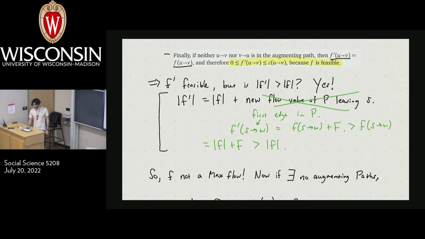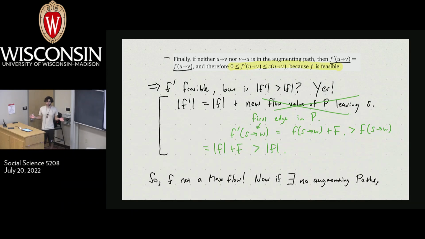So what does this mean? Well, it means f is not a maximum flow. If f was a maximum flow, you couldn't find a bigger one. So if there exists a path in the residual graph from S to T, then we know f is not a max flow.